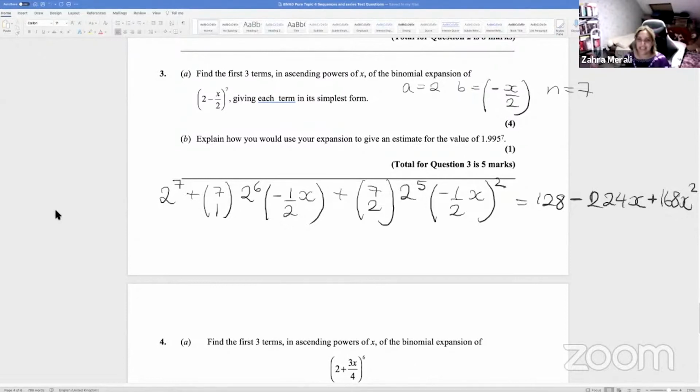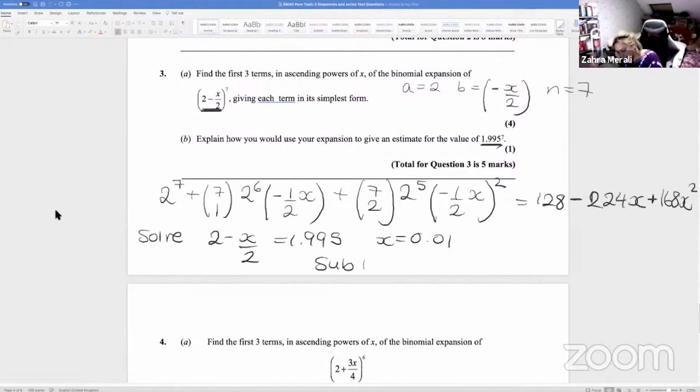Next bit is not telling you to do it. It's telling you to explain how you'd give an estimate. So what you would say is, well, I would make this equivalent to this because I'm matching it up. So I would say solve 2 minus x over 2 equals 1.995. And you can solve it and you get x equals 0.01. And then you'd say sub this into the expansion, or you can do an arrow up to give the estimate.